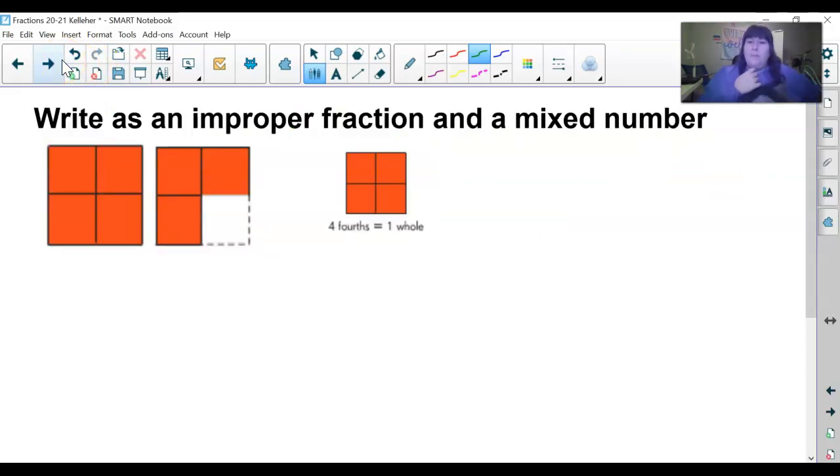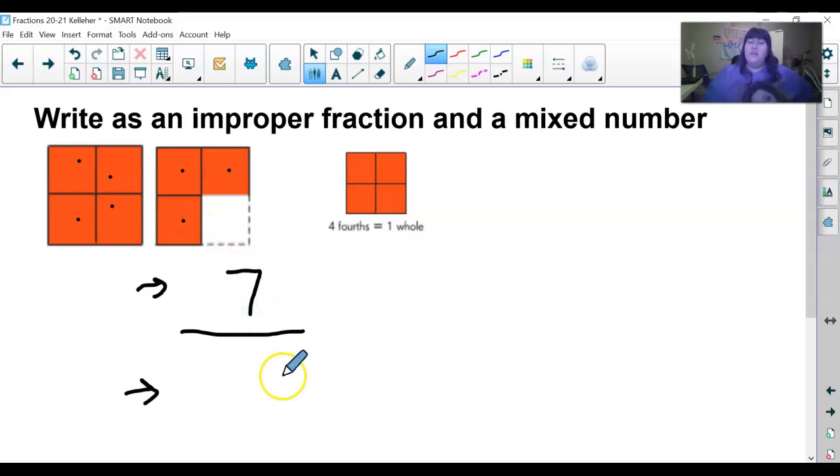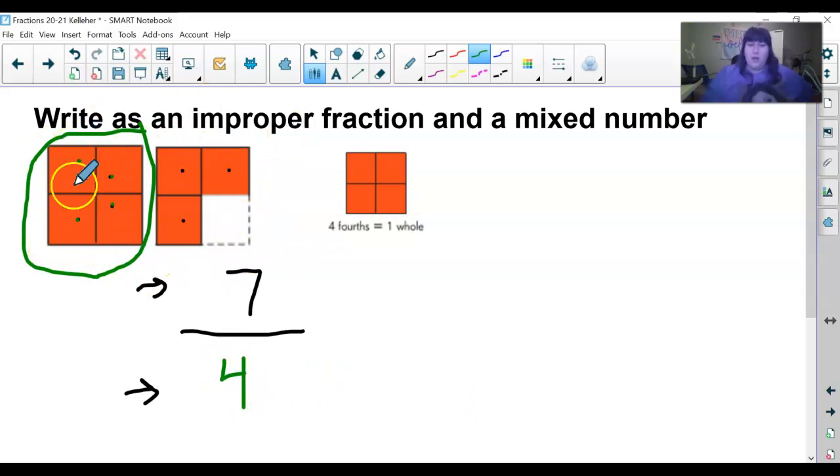Look at this image, write as an improper fraction and a mixed number. Let's start with an improper fraction. All right, so we have our fraction. We know with an improper fraction, we have a numerator that's bigger than the denominator. And our numerator is how many parts we have shaded. So let's look. 1, 2, 3, 4, 5, 6, 7. Our numerator is 7. Our denominator tells us how many parts 1 whole is broken into. This square is 1 whole, and it's broken into 1, 2, 3, 4 parts. So our denominator is 4. This model right here is the improper fraction 7/4.